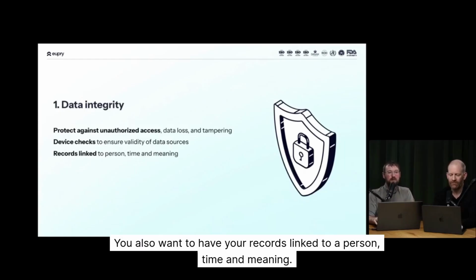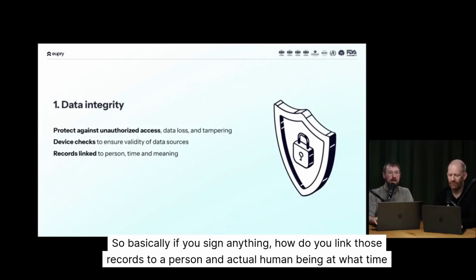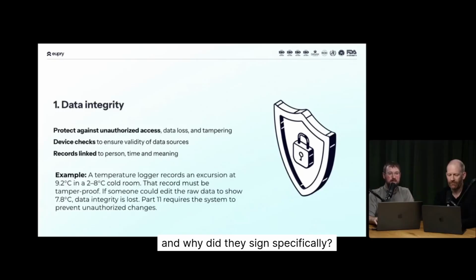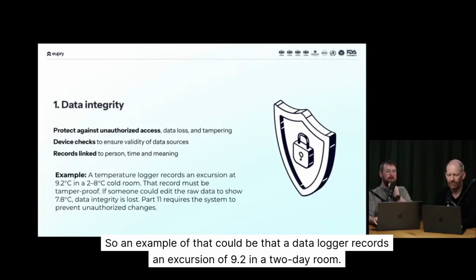You also want to have your records linked to a person, time, and meaning. So basically, if you sign anything, how do you link those records to a person, an actual human being, at what time, and why did they sign? An example of that could be that a data logger records an excursion of 9.2 in a 2-to-8 room.